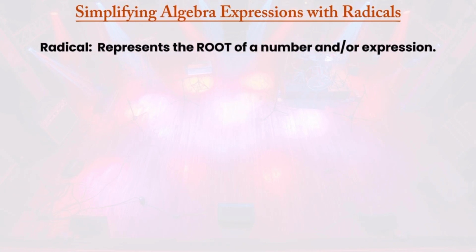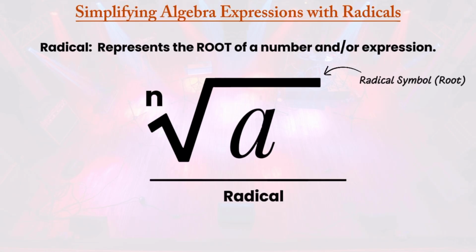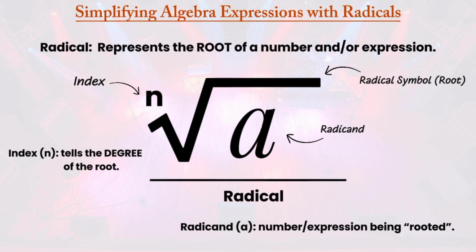A radical expresses the root of a number or expression. Its symbol is this checkmark-looking sign that I'm sure many of you have seen plenty of times. A radical's general form looks like this. N is called the index. It just tells you the degree of the root. And A is the radicand, aka the number or expression that we are taking the root of. In this video, I'm going to call the radicand the subject.